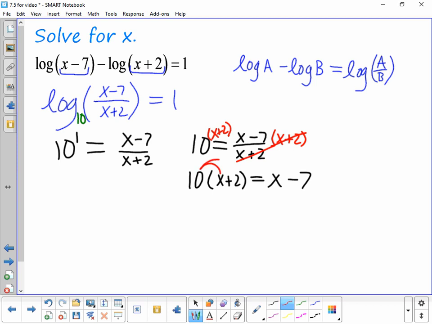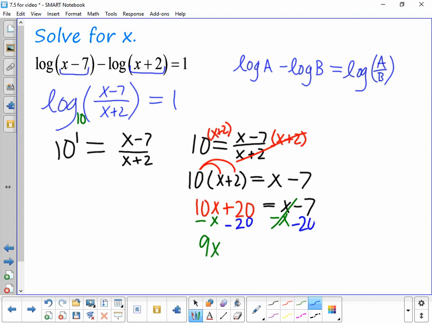We could distribute on the left here, so we have 10x plus 20, and that's still equal to x minus 7. Our ultimate goal is to solve for x. We need to get those x's together. Let's subtract x from both sides. It leaves me with a 9x. And it probably would be logical to move this 20 over to the other side. So we have 9x is equal to negative 27. And then finally, all I need to do is divide by 9. So we end up with x is equal to negative 3.